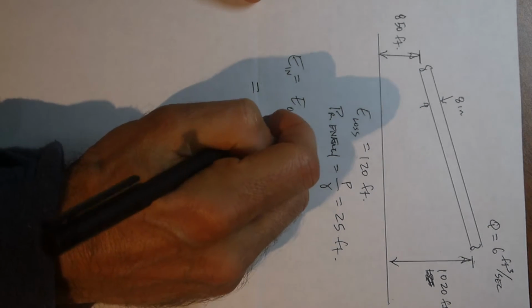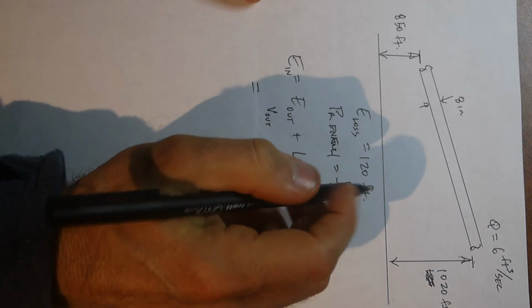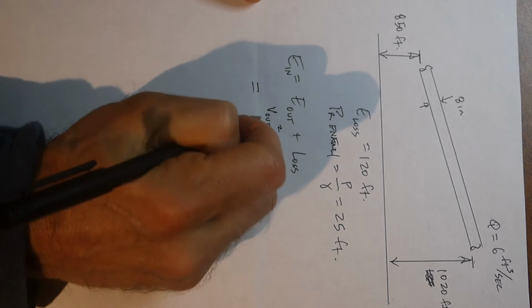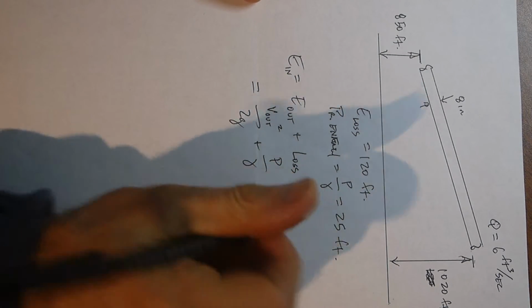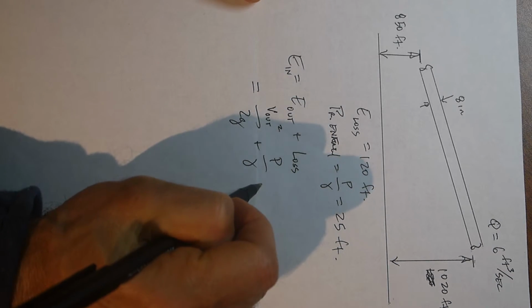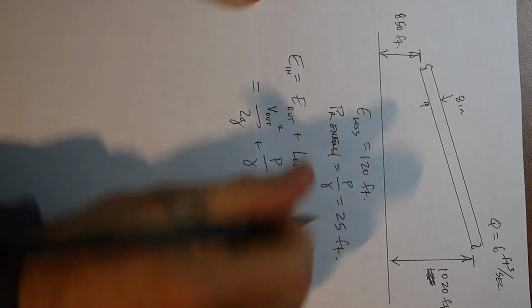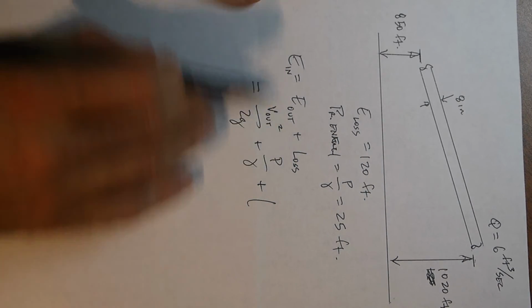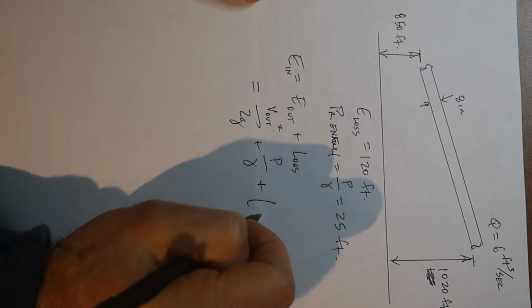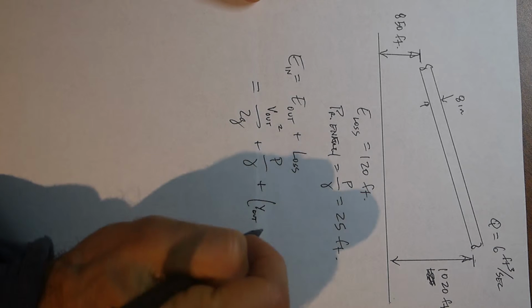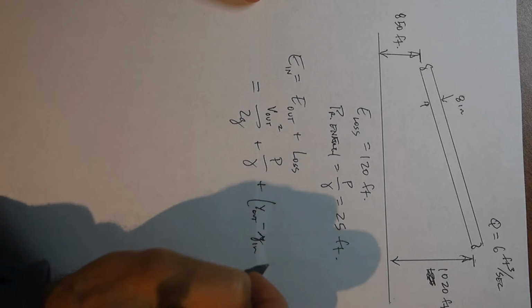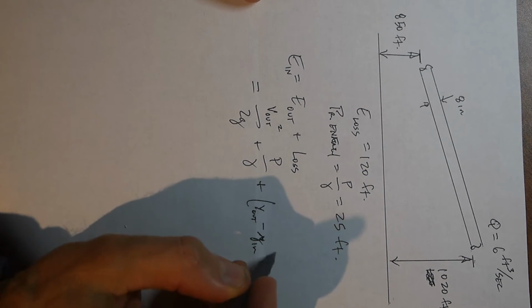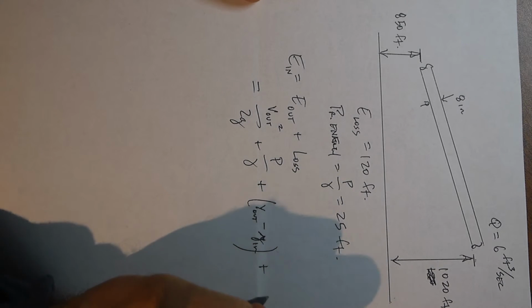And the energy in is going to be the energy out, which is V out squared divided by 2g, the kinetic energy, plus the pressure energy, P over gamma. We already know that that's 25 feet. Plus the elevation height difference that we're going to need to get over. So ultimately it's going to be Y out, which is 1020 feet, minus Y in, which we know is 850 feet. So we need to overcome that and then add the E loss.